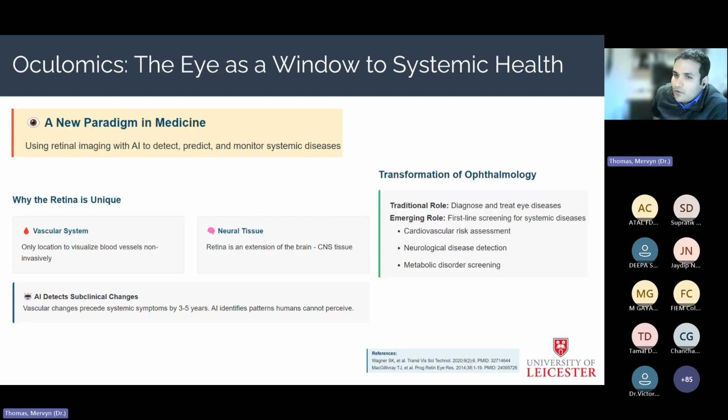And how does this transform ophthalmology? Because traditionally, if you were to think about our specialty, we really only diagnose and treat eye disease. But now an emerging role is that we might be the first line screening for systemic disease. And this might be cardiovascular risk assessment, neurological disease assessment, as well as metabolic disorder screening. So you can see how potentially some of these roles might change over time.